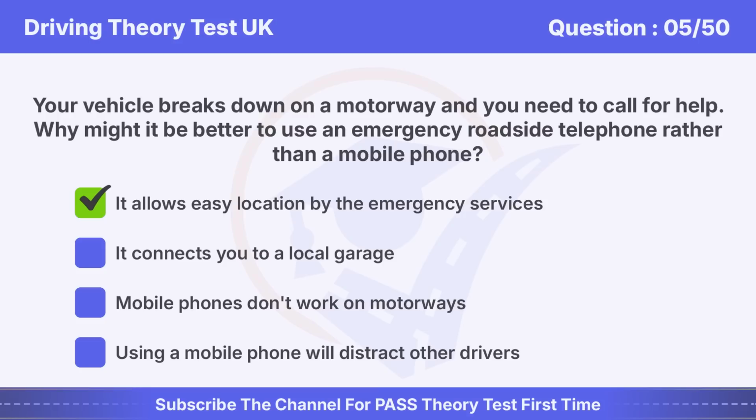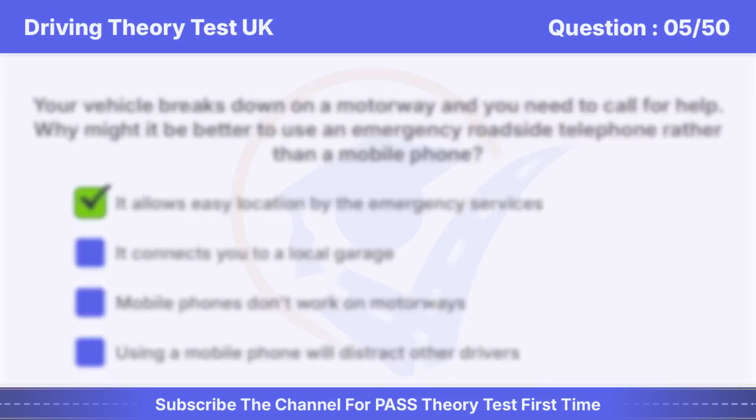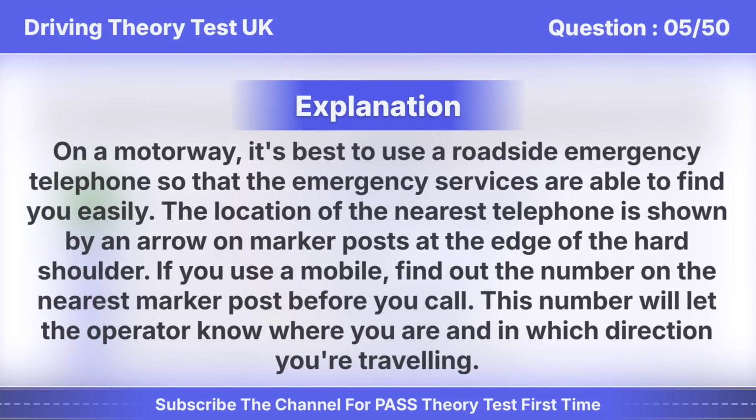Answer is A. It allows easy location by the emergency services. On a motorway, it's best to use a roadside emergency telephone so that the emergency services are able to find you easily. The location of the nearest telephone is shown by an arrow on marker posts at the edge of the hard shoulder. If you use a mobile, find out the number on the nearest marker post before you call. This number will let the operator know where you are and in which direction you're traveling.